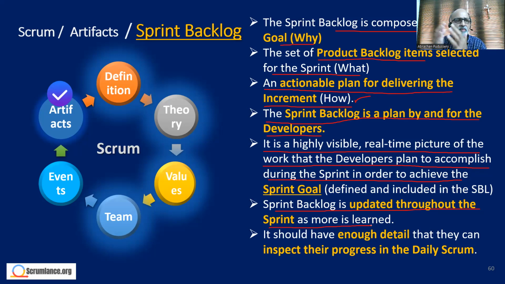Basically we have a board, the sprint tracking board, where we have by default 3 columns: to be done, being done, and done. The items to be developed will be here, and when somebody works on it, it is moved here. When it meets the definition of done, it is moved here. So this is a reflection of what is really happening during the sprint. And it should have enough detail that they can inspect their progress in the daily Scrum.